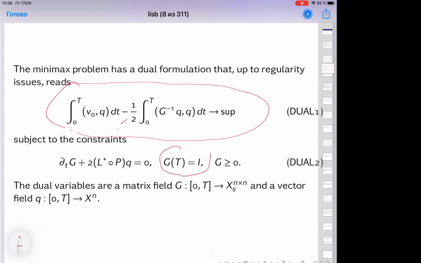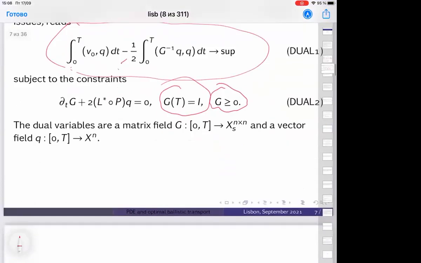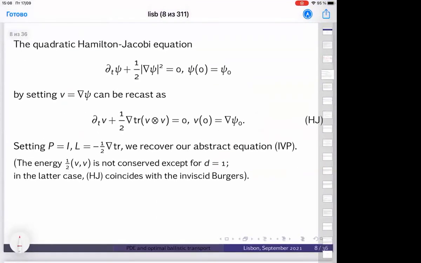And also, you know the final value of G, and G is a matrix valued measure in general, right? So you know the final value, and in this particular case, this is not a general thing, but just the identity matrix. Also, the matrices are positive definite. So this is the problem, and I will now explain why this is really like optimal transport. Because if you start from the Hamilton-Jacobi equation, you can rewrite it in this form, and this form fits into our general framework. So you just take P to be identity and L to be this minus one half of the gradient of the trace, and then you recover our abstract setting, right?